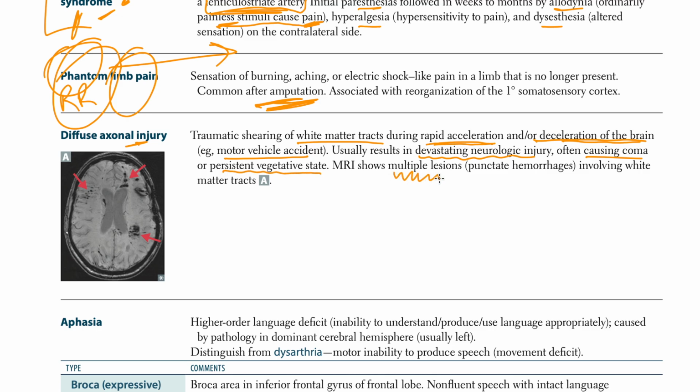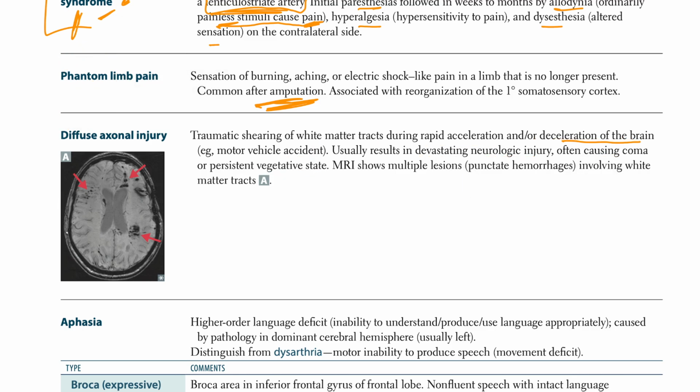MRI shows multiple lesions, multiple punctate hemorrhages. Look at it here, multiple punctate hemorrhages involving white matter tracts. So as the name suggests, diffuse meaning multiple, axonal injury, white matter. Axons are in the white matter. Injury means injury. Injury is where?